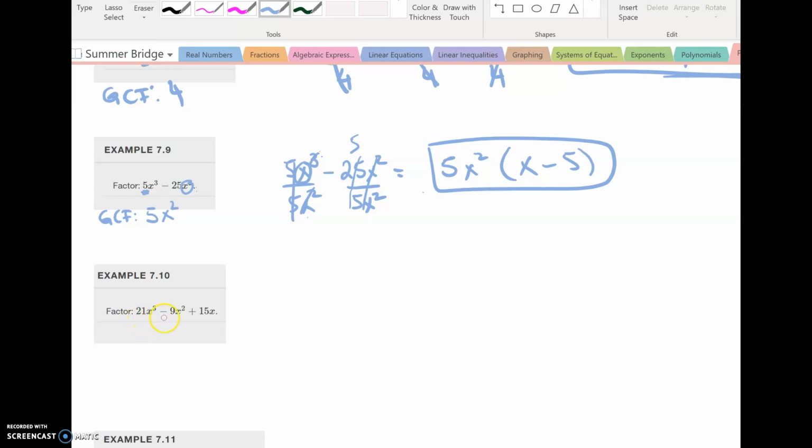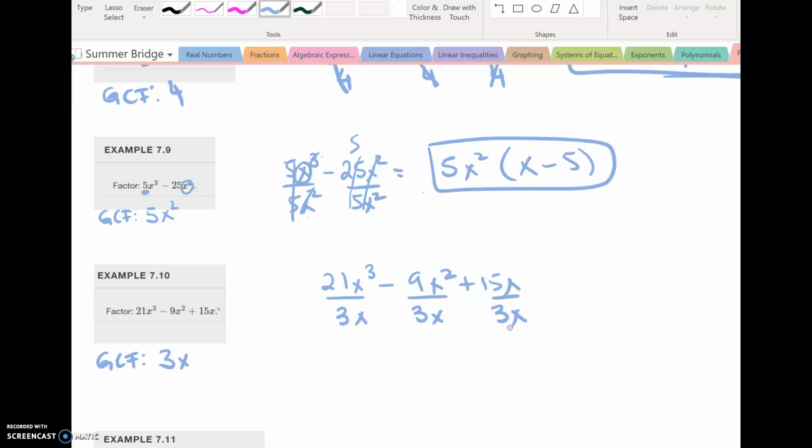Now notice my little trick does not work here. I cannot divide 21 by 9, and I cannot divide 15 by 9. But all 3 of these are divisible by 3. So my GCF is going to be 3. And the other thing, I have an x in every single term, so I look for the x variable that has the lowest exponent, which is just x. So that is also part of my GCF. So now I have 21x cubed minus 9x squared plus 15x, and those are all going to be divided by 3x.